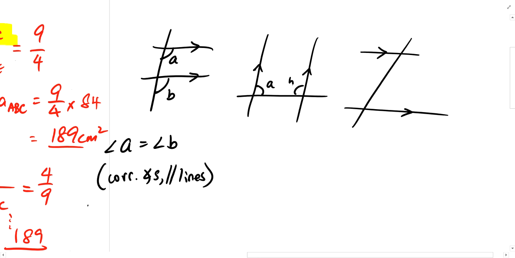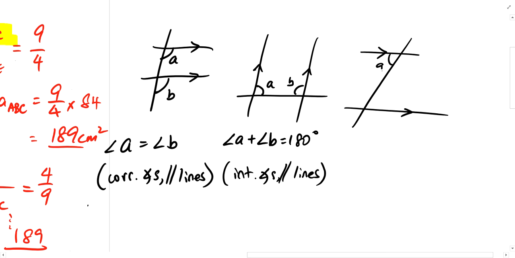What about this one? A and B. What is the relationship between A and B? A plus B equals 180 degrees. What is the reason? Interior angles, parallel lines. And the last one, A and B over here.